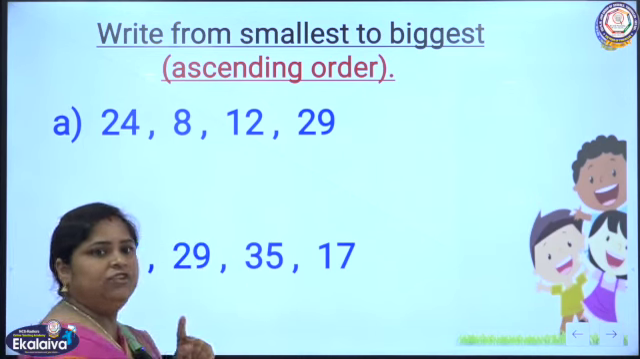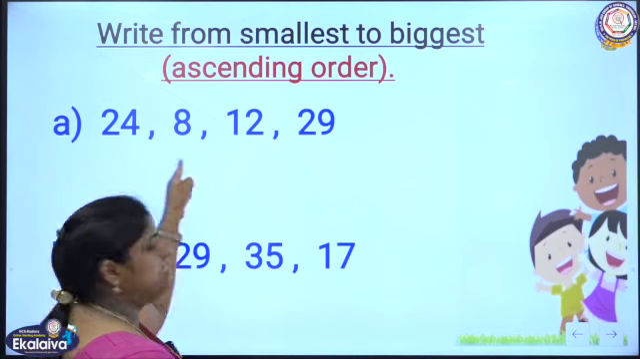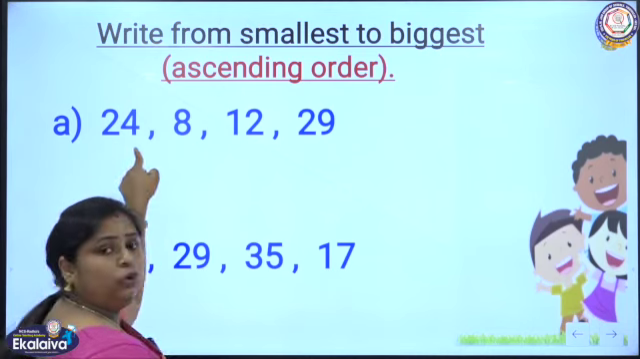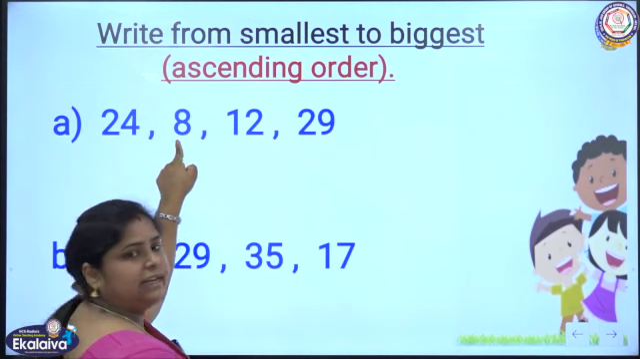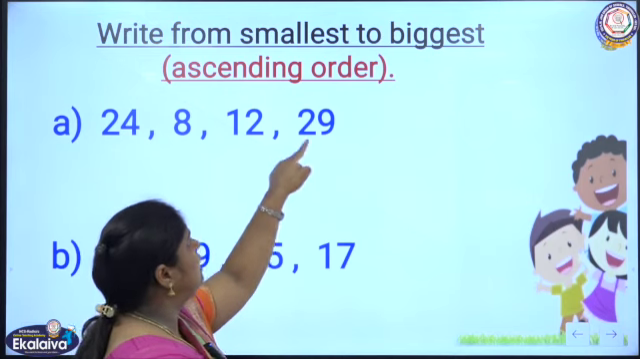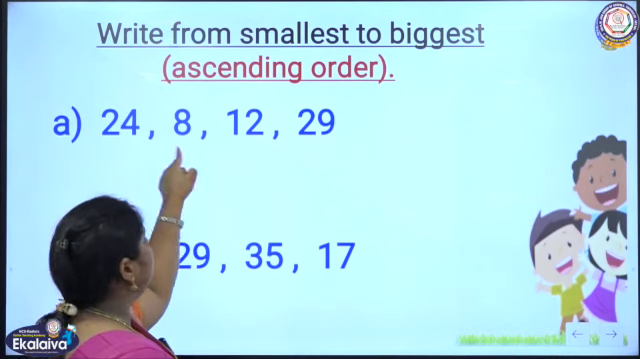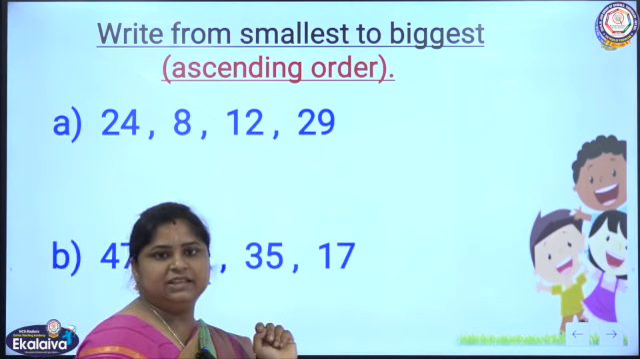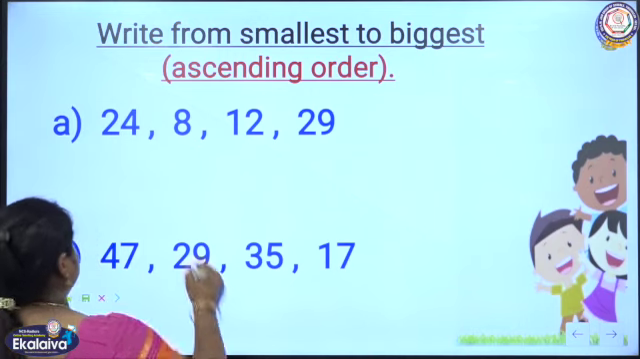The trick number 1 is you have to check the digits in each number. How many digits are there? See the first number, how many digits does it have? It has 2 digits, isn't it? Check the next number, it is a single digit number. 8, it is a single digit. Check the next number, it is a 2 digit number. And 29, it is also a 2 digit number. Now it is clear that only one number is single digit. So it is the smallest among all the numbers. So I am going to write 8 as my first number.